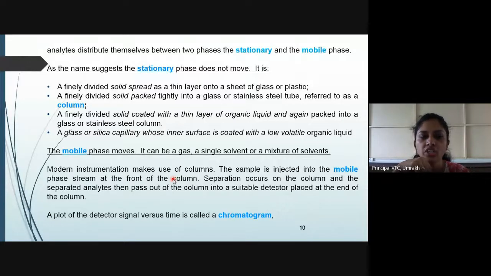Now, the stationary phase can be a finely divided solid spread as a thin layer on a sheet of glass or plastic. Many of you might have done TLC and paper chromatographic analysis. Have you done it?